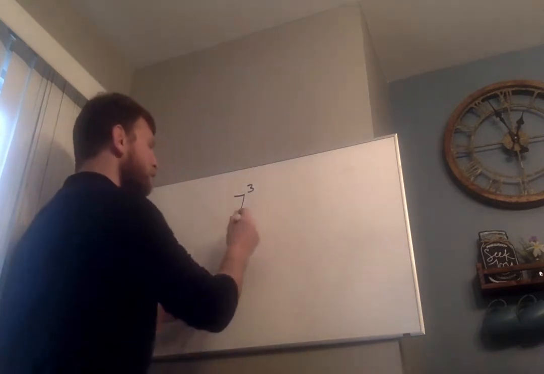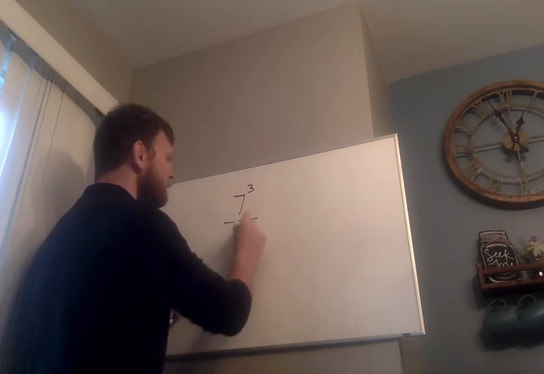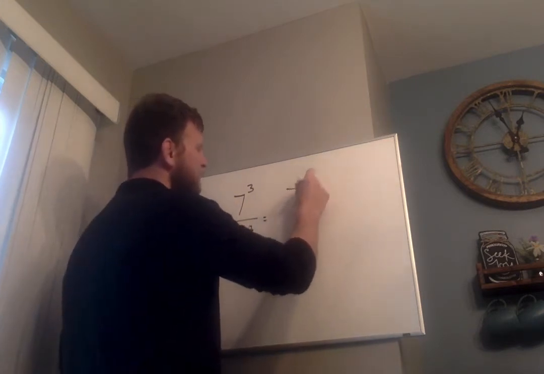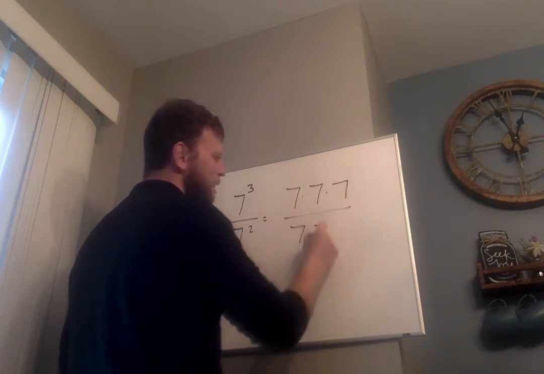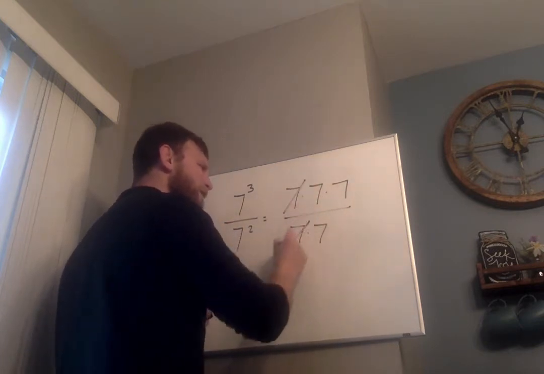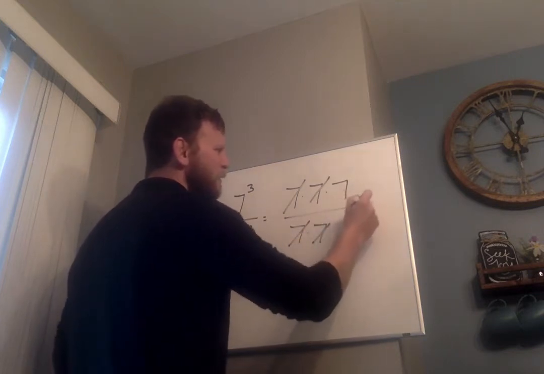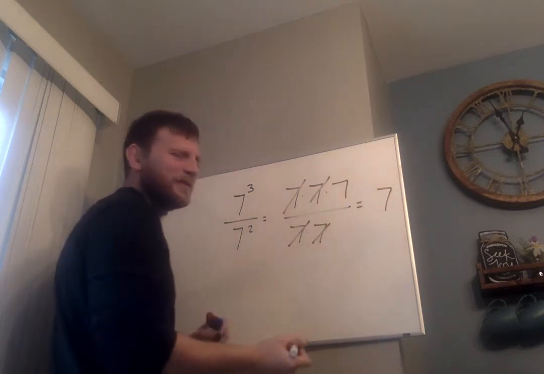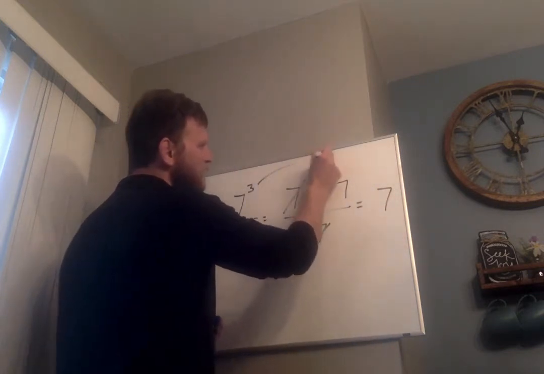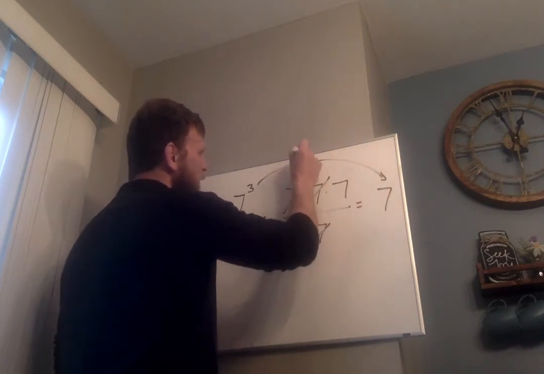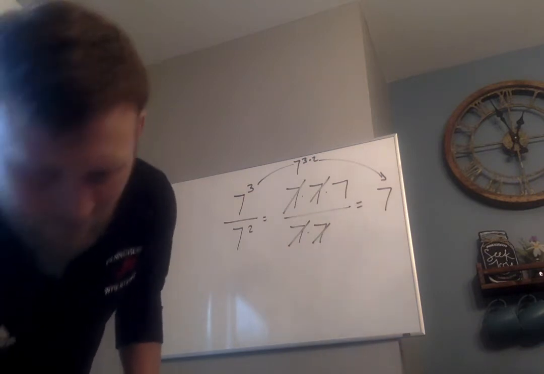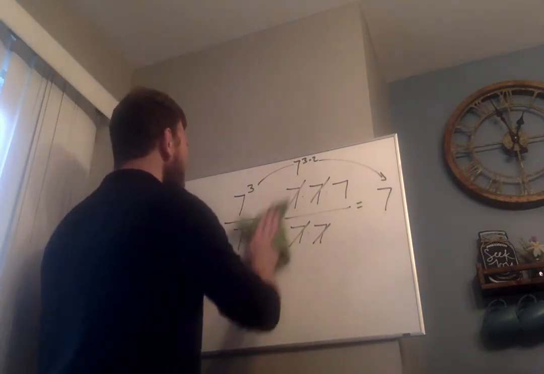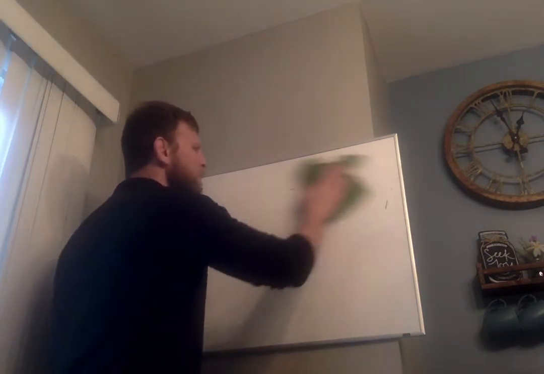Now, what about the other rule? What does this mean? Well, this means I have 3 on top, 2 on bottom. And we know this cancels with this, and this cancels with this. So, look, I'm just left with the 7. So how do I go from here to here? Well, I just subtract 3 and 2.